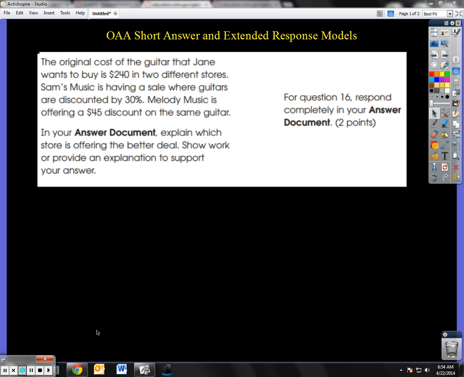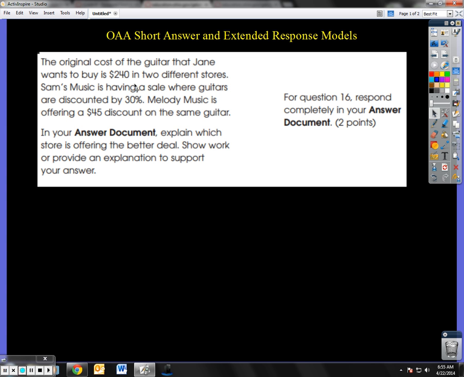I want to come to you with an example of a two-point response that was actually from the 2006 OAA Assessment in Mathematics. Achievement Assessment, I just said Achievement Assessment. It's from the OAA in Mathematics from 2006. Let's take a look. Again, I'm going to attempt to model some quality test-taking strategies here that we can utilize on the assessment, which will be a week from Thursday.